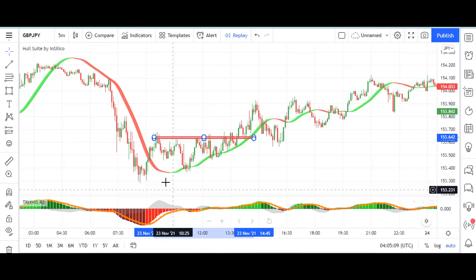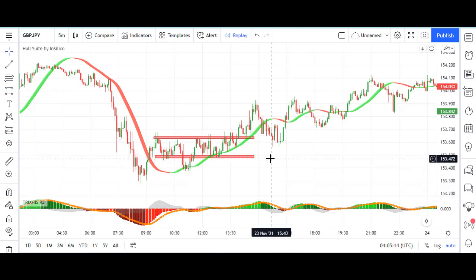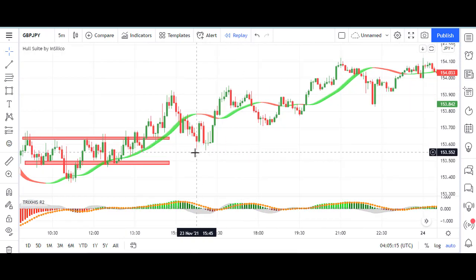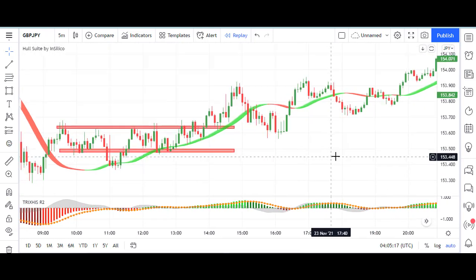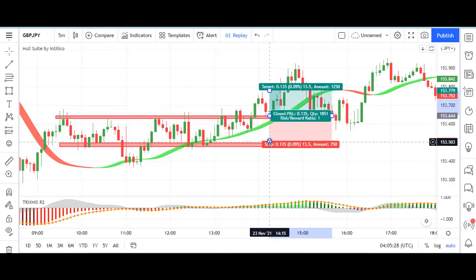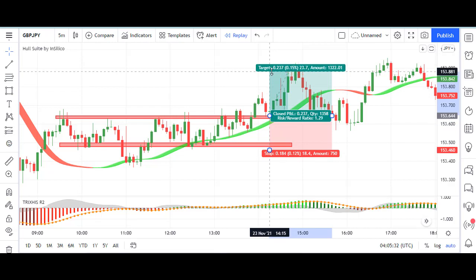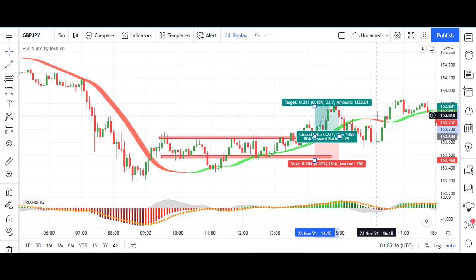Okay, as you can see here, I define a trading range and I wait for the market to break out of the trading range. This is the breakout bar, and we enter at the retest of the trading range. For a buy signal, we can go for a risk and reward ratio of at least 1 to 1.